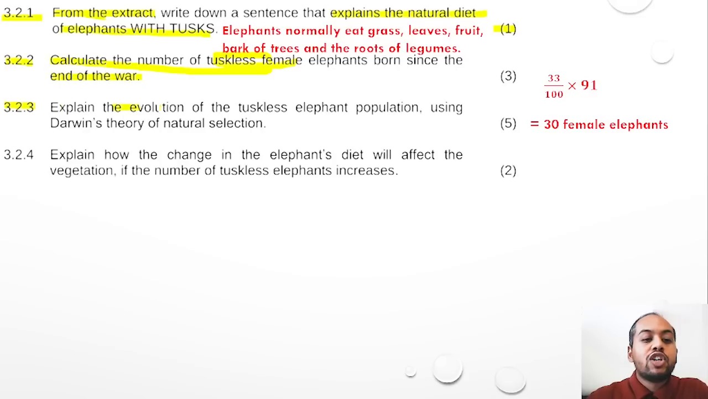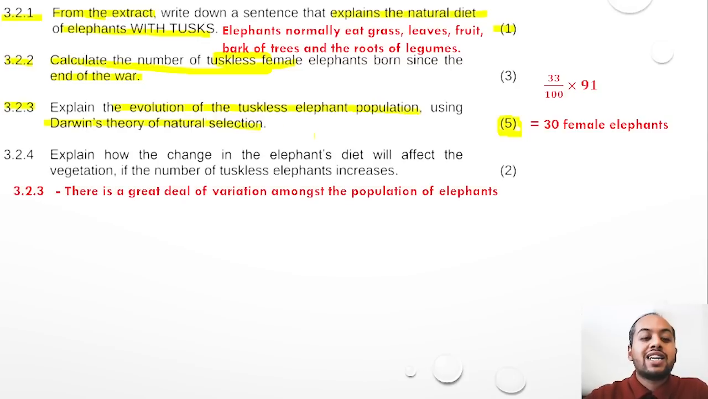3.2.3 explain the evolution of tuskless elephant population using Darwin's theory of natural selection. Easy 5 marks in the bag. If you study and memorize the theory of natural selection, you are simply going to apply that knowledge to this question. So 3.2.3, firstly, there's a great deal of variation amongst the population of elephants. You have to be specific to the question because the question is talking about the evolution of tuskless elephant population. So there's a great deal of variation amongst the population of elephants because we're talking about elephants here. Some are going to have tusks and some do not.